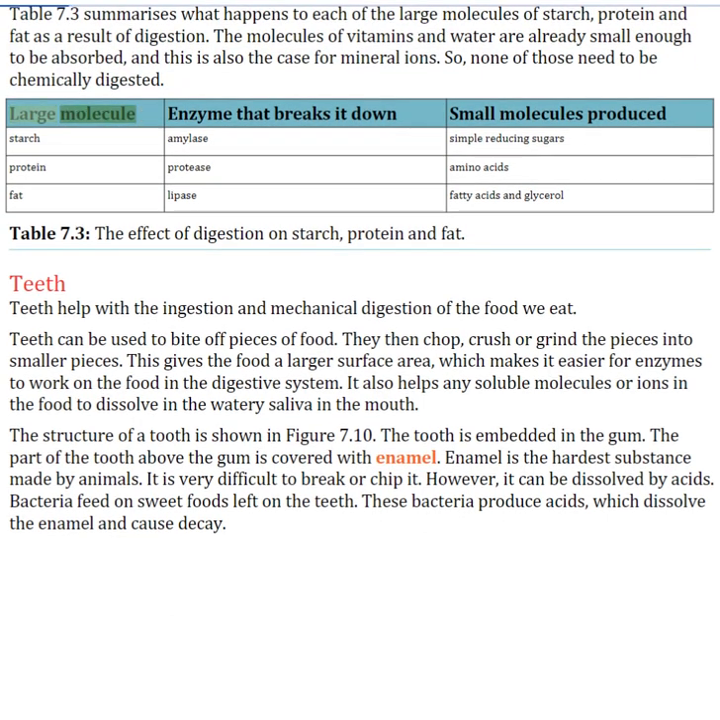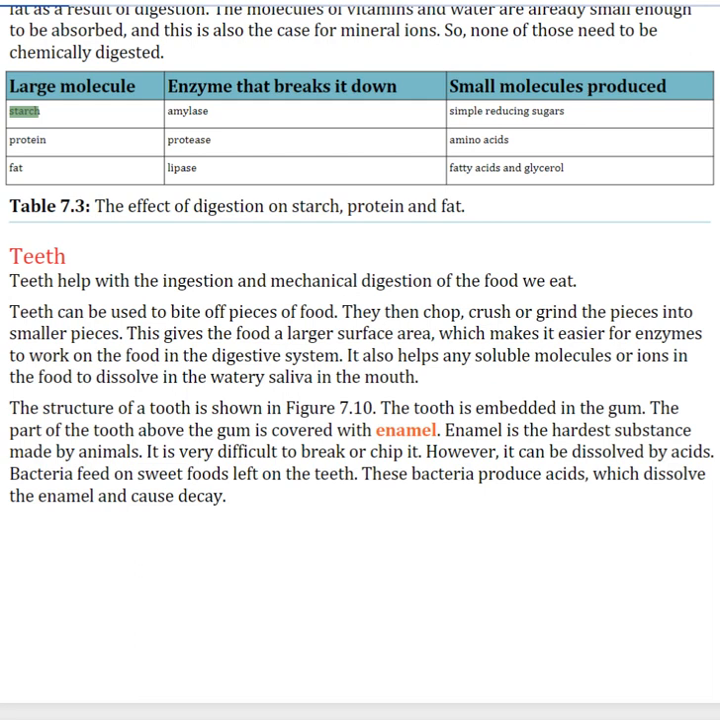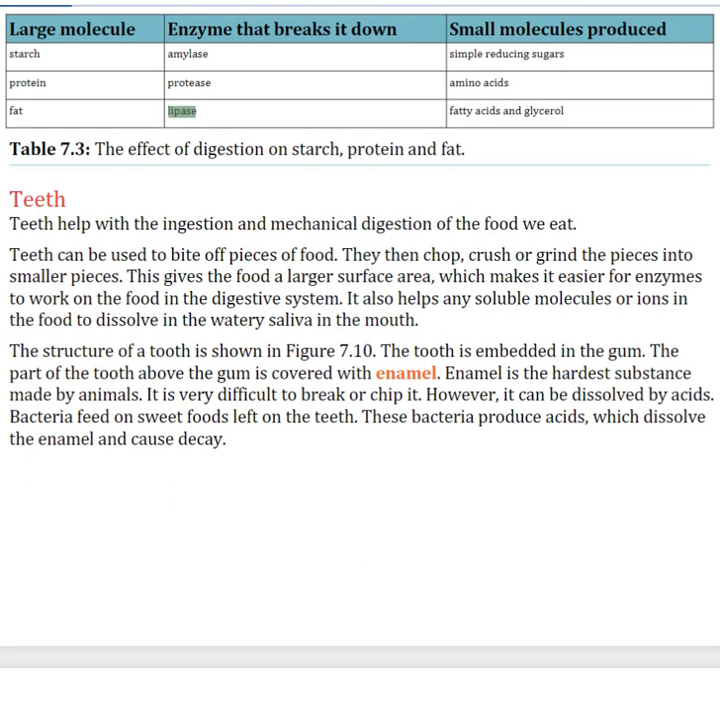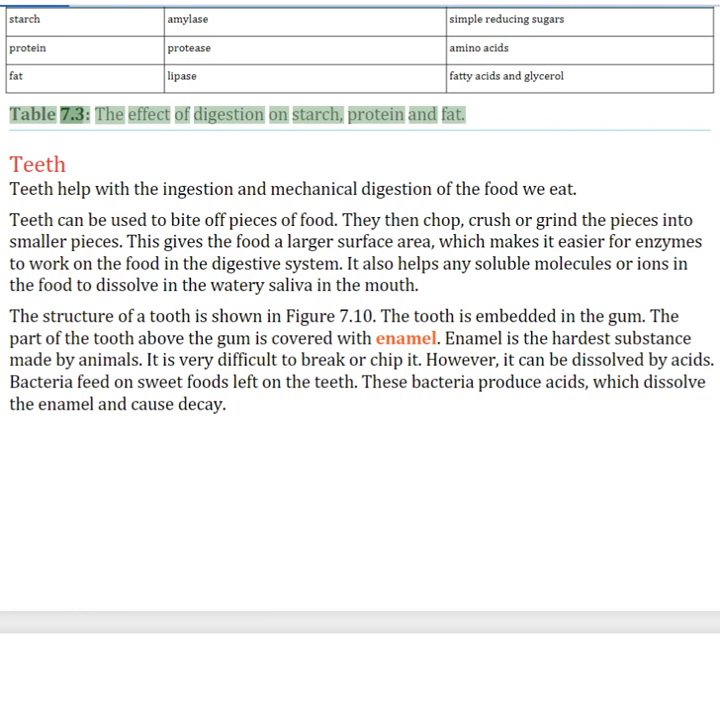Large molecule, enzyme that breaks it down, small molecules produced. Starch: amylase, simple reducing sugars. Protein: protease, amino acids. Fat: lipase, fatty acids and glycerol. Table 7.3, the effect of digestion on starch, protein and fat.